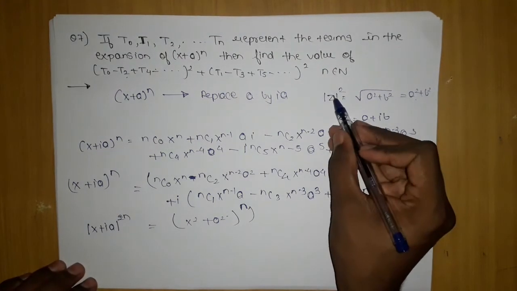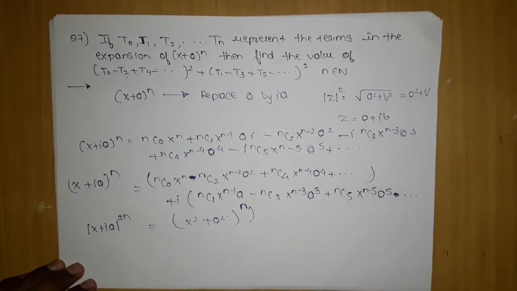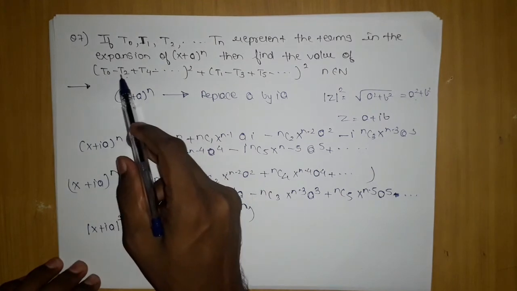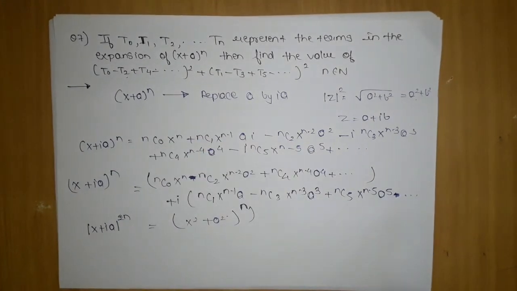You just need to understand, if you take the modulus, it will be under root a square plus b square, and the moment you take the square, this under root will disappear and you will be left with a square plus b square, which was our required target to get that t0 minus t2 plus t4 like this term square, and plus t1 minus t3 plus t5, that is odd position term square. Let's move on to the next question.